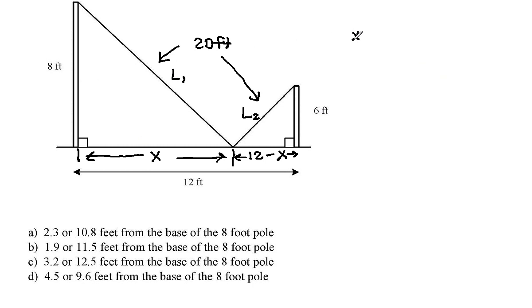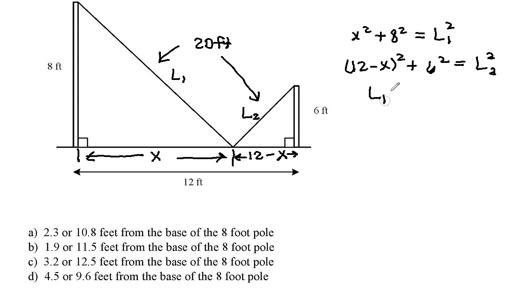So if we take x squared plus 8 squared, that's going to give us length 1 squared. And if we do the Pythagorean theorem on this triangle, square the two legs and add them, we get L2 squared. So if we do 12 minus x quantity squared, and then add the 6 squared, we're going to get that second length squared. And if you add those two lengths, L1 plus L2, you've got to get 20.